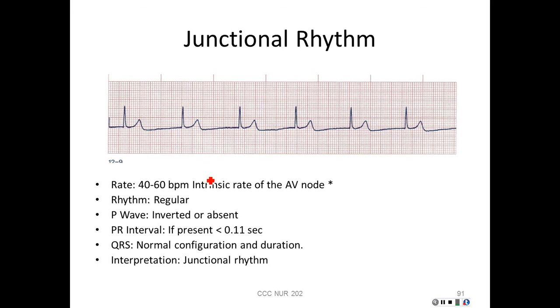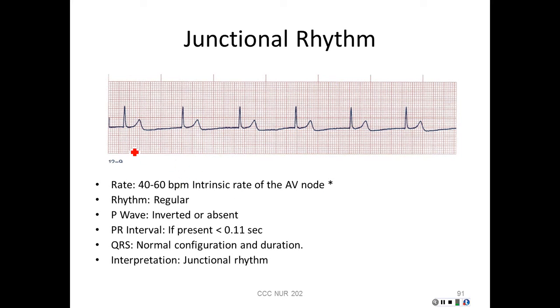Remember, the normal rate for the AV node is 40 to 60. So we're looking 1, 2, 3, 4, 5. So we've got a rate of about 60 on this patient. But you see there are no P waves with this rhythm. So if you see a rhythm like this with no P waves, a normal QRS, and a rate somewhere between 40 and 60 per minute, that typically indicates a junctional rhythm.